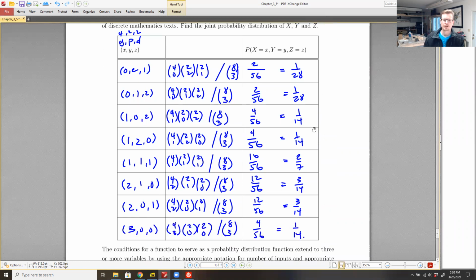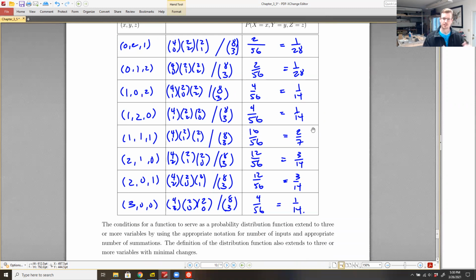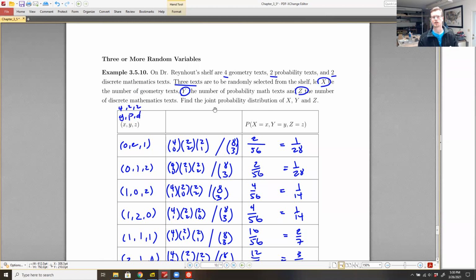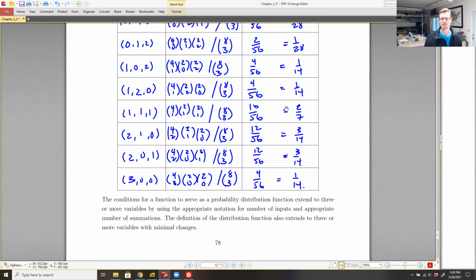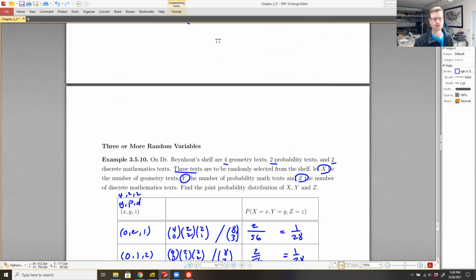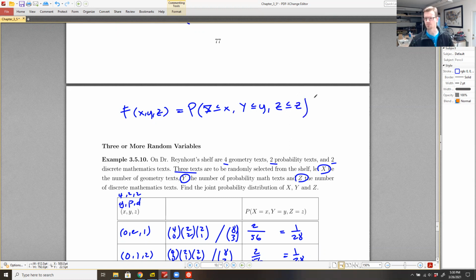Excellent. So in terms of extending this idea to the cumulative distribution, or the joint probability distribution function, rather, it still works out the same way. If I want f of x, y, z, that is equal to the probability that X is less than or equal to x, Y is less than or equal to y, and then of course with the third variable, Z is less than or equal to z. And if I had 4 variables or 5 variables, it would be the same extension.